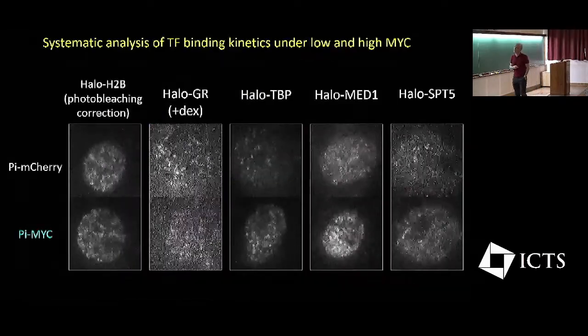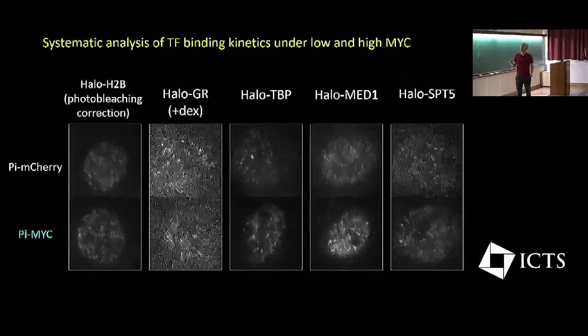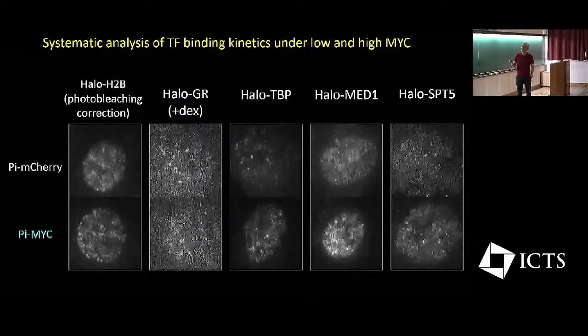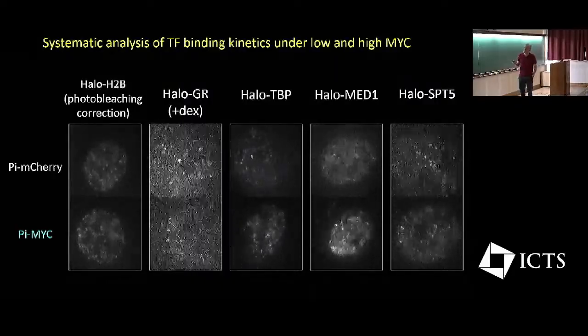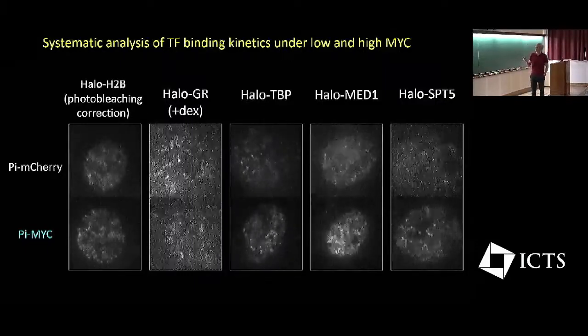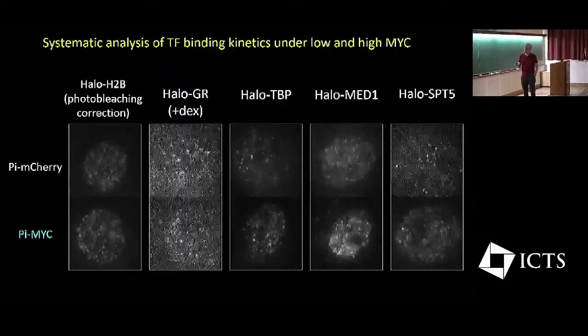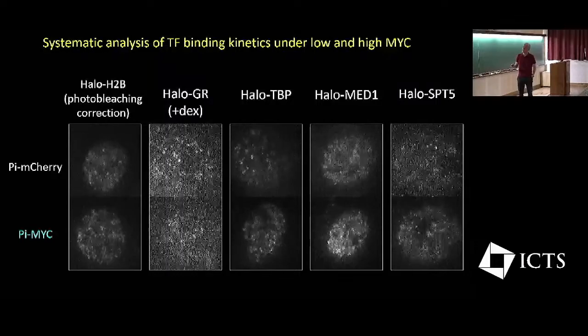So what happens when you turn MYC on? Well, we can do this now for a variety of proteins. We can look at a sequence-specific activator, which is the glucocorticoid receptor. And we can look at these components of the initiation machinery, such as TBP, MED1, and SPT5. And we can look at it in cases where we have a control, which is pi-mCherry, and we can look at it in cases where we have pi-MYC.